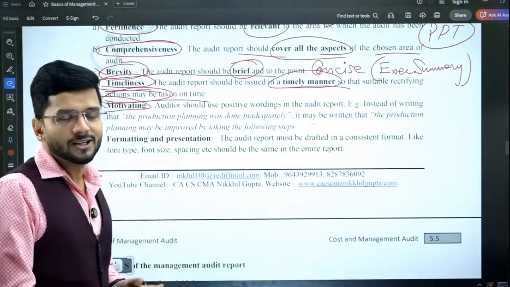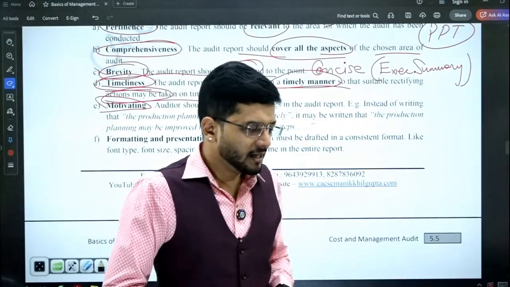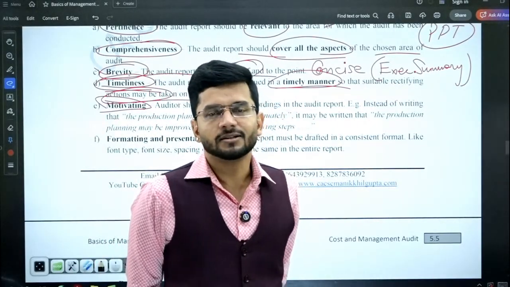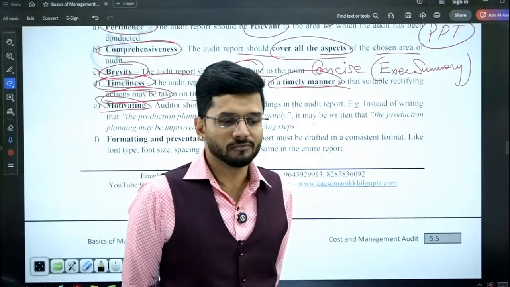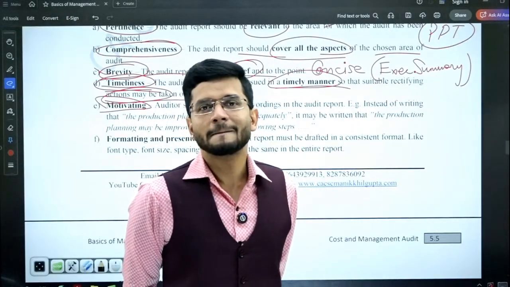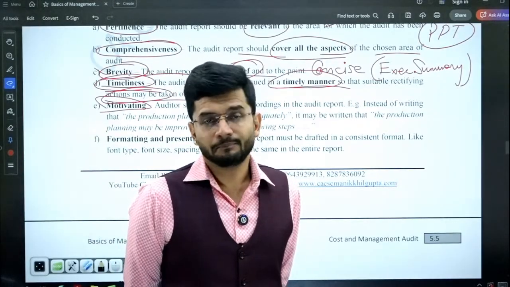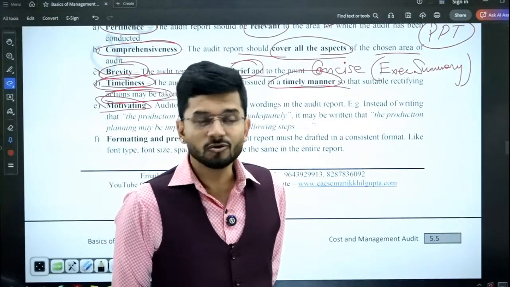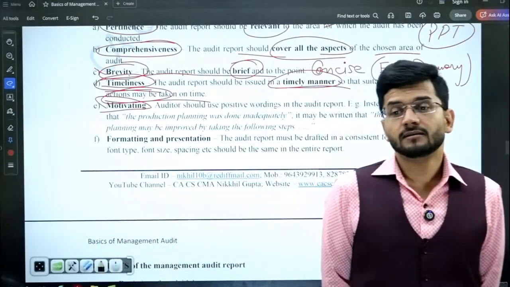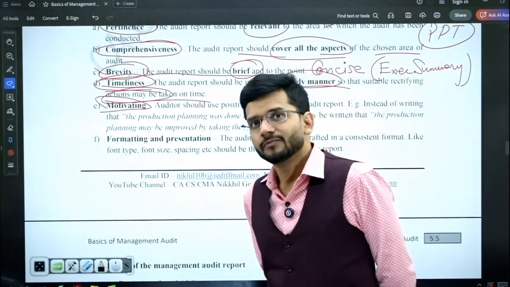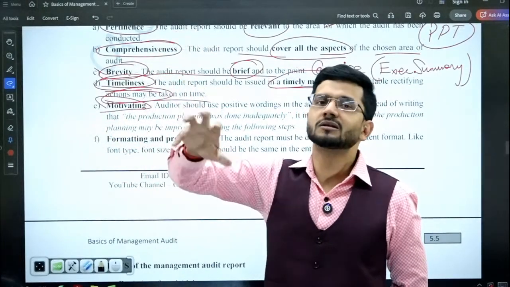Motivating, the report should be motivating. It should use positive words rather than negative words. I'll give an example. "HR is not conducting exit interviews. This will be bad for the organization, because you will not be able to know why employees are leaving." Rather than using such language, you can say that HR may conduct exit interviews for all the people who are exiting the organization, so that we can know the reason for their leaving. Write in positive words. Even if it's a negative statement, write it in a positive way.